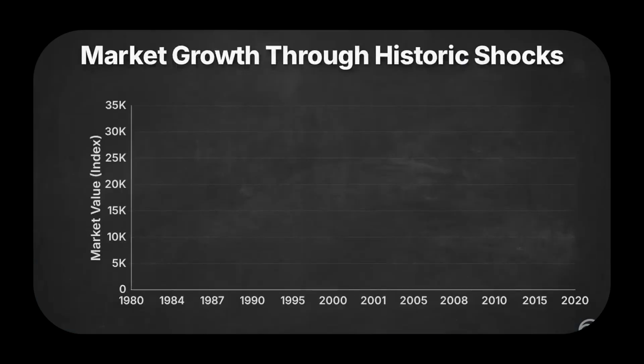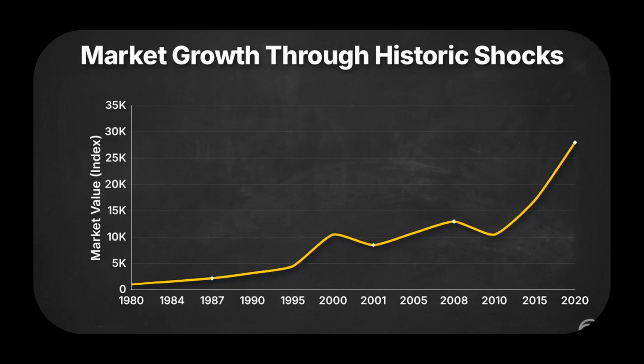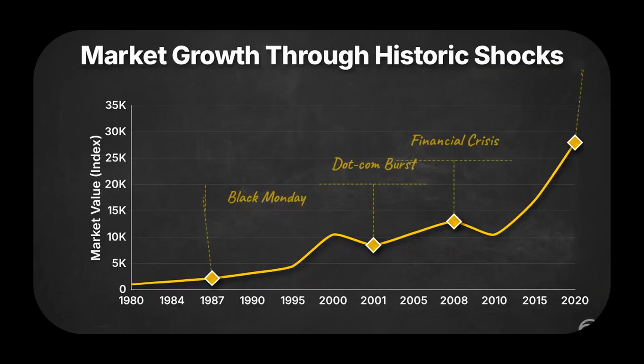This chart tracks historical stock market growth over several decades. Notice how the markers for major historical events all share the exact same design language as the primary data line.